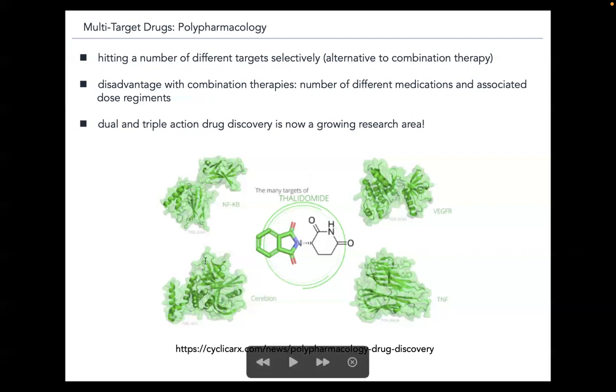And actually, one of the medicinal chemists that we're going to have in Medicinal Chemist Week works, I think, pretty heavily in the polypharmacology area. So I'll have her speak to that a little bit.